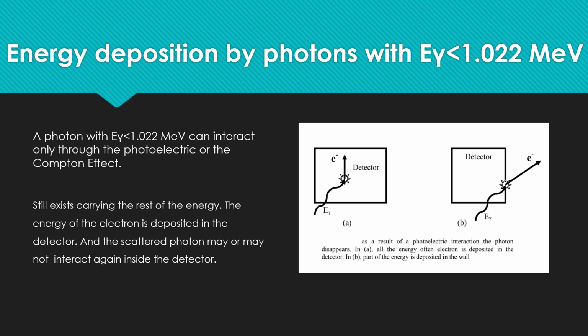So if a photoelectric interaction takes place, the photon disappears and an electron appears with energy equal to E gamma plus EB, where EB is the binding energy of the electron. The atom still exists, carrying the rest of the energy, and the energy of the electron is deposited in the detector. Finally, the scattered photons may or may not interact again inside the detector.